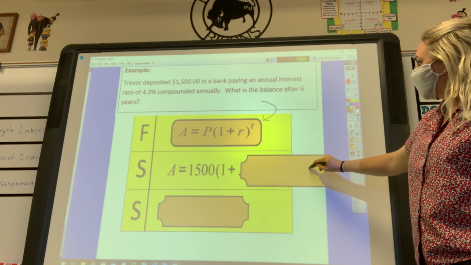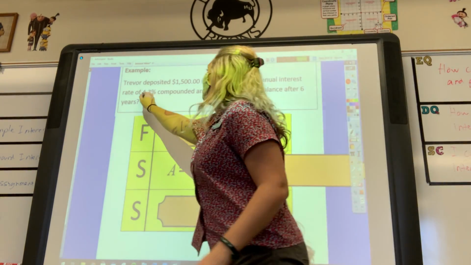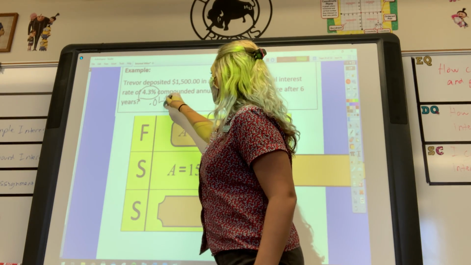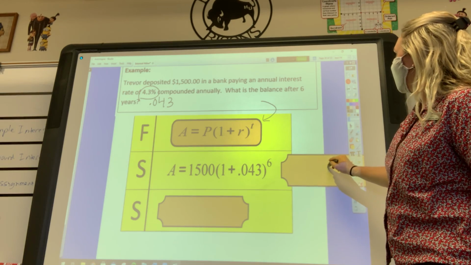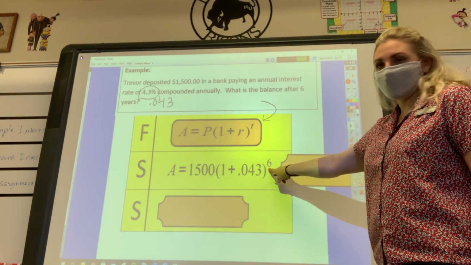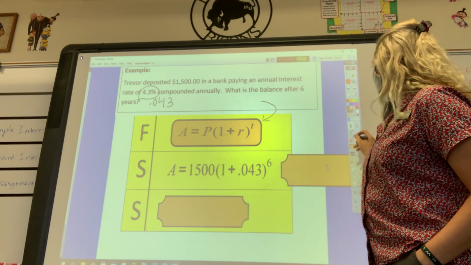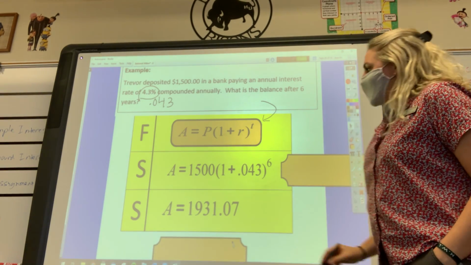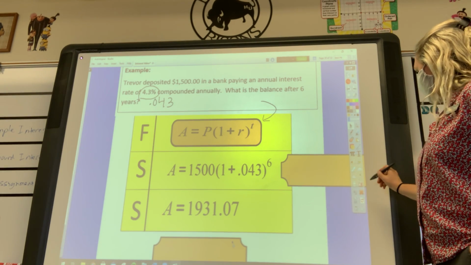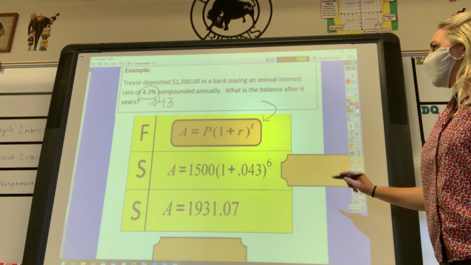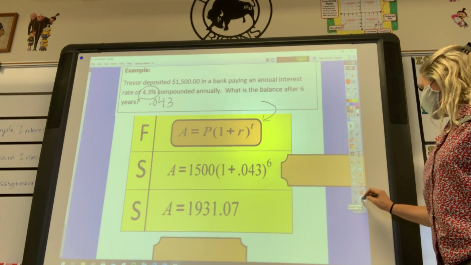And then into our R, we have 0.043, which we see right here. 0.043 is what we get when we divide by 100. And then we have our time raised as an exponent of 6 years. When you put that into your calculator, you will end up with your total amount equaling $1,931.07. So it looks more complicated, but with the help of a calculator, it is easy.